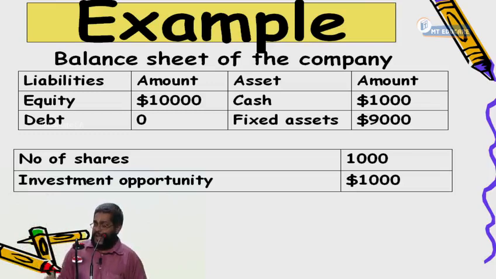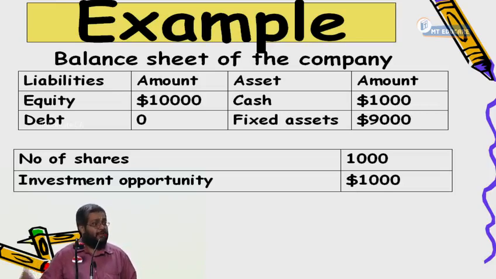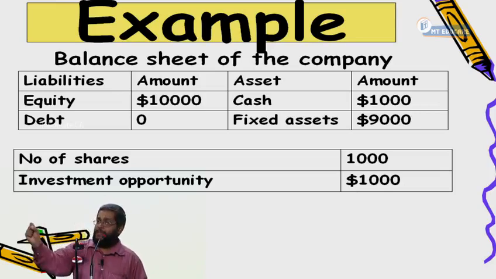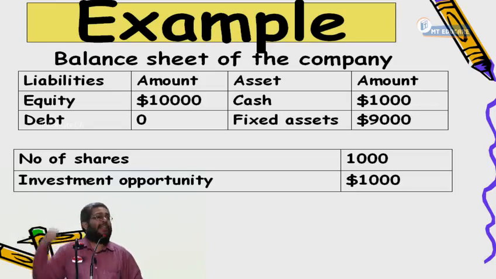A $1,000 cash is going to be invested in an asset worth what? 1,200. Now, the company balance sheet was 10,000. It becomes what? 10,200. Immediately, once the information comes in the newspaper, the share price in the share market increases to 10.2. Yes or no?